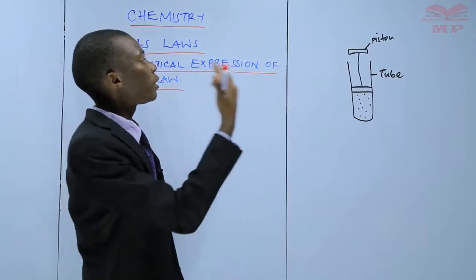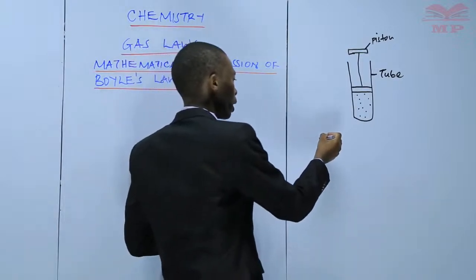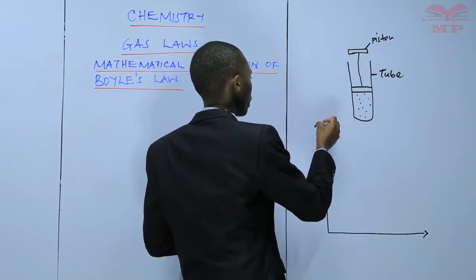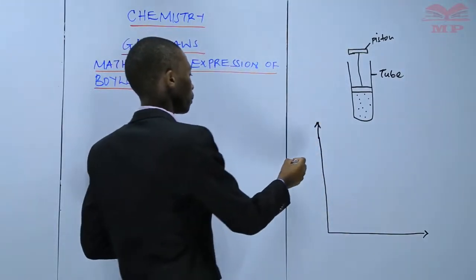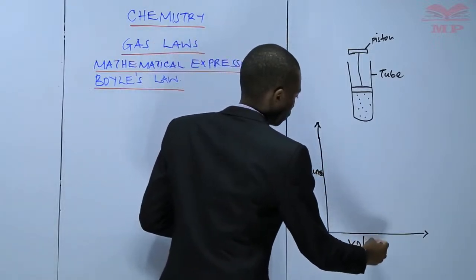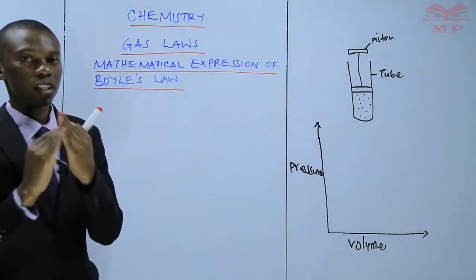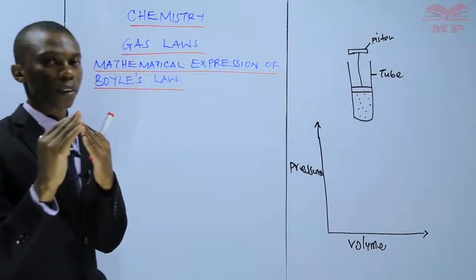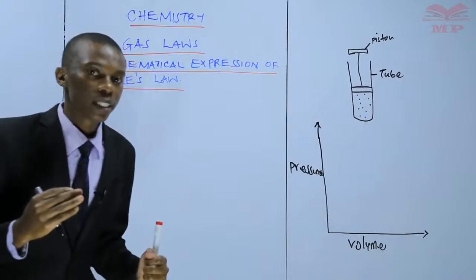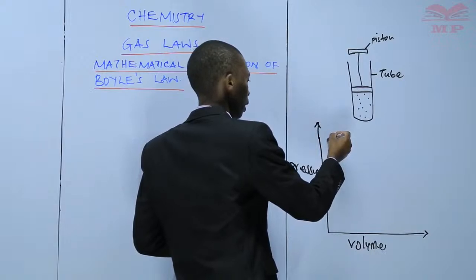And I said that you can present Boyle's law using a curve. I drew a curve like this. I told you that this is a graph of pressure against volume. In the graph of pressure against volume, they are inversely proportional: when pressure increases, volume decreases, and when volume decreases, pressure increases. Therefore, the curve was like this.